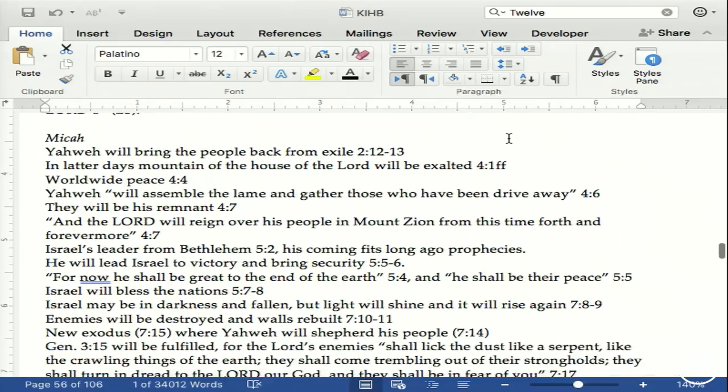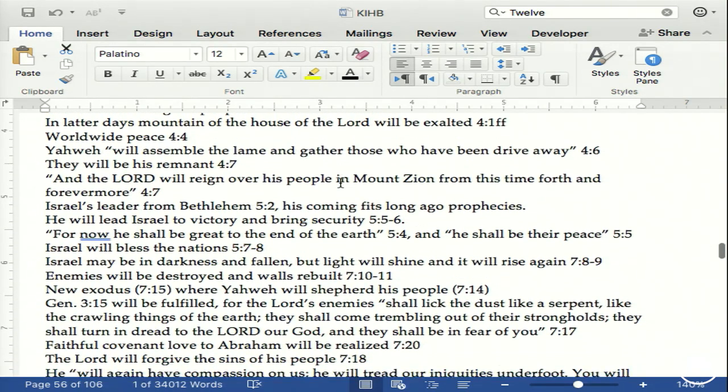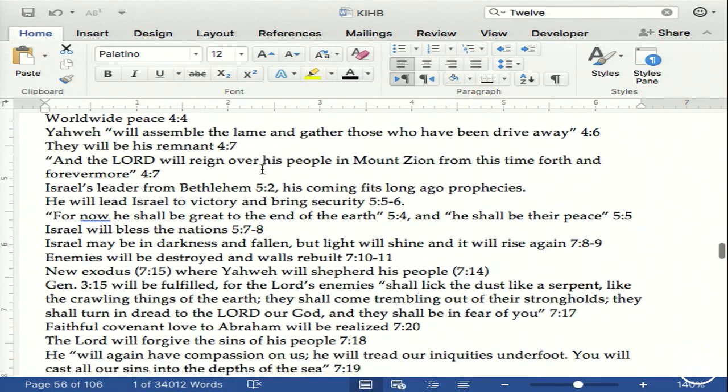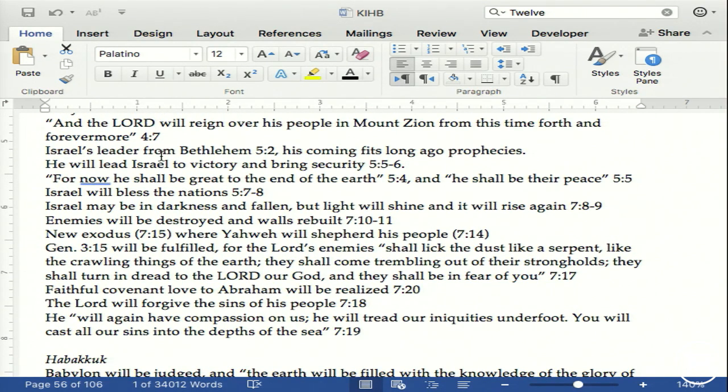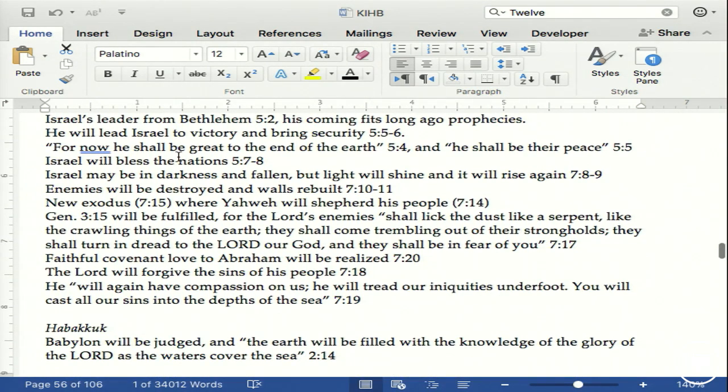We know that. "Saviors shall go up to Zion to rule Mount Esau, and the kingdom shall be the Lord's." So there it is, the kingdom shall be the Lord's. All the kingdom promises will be fulfilled. We see this in Micah as well. Yahweh will assemble the lame and gather those who have been driven away. Israel's leader will come from Bethlehem. You're very familiar with that prophecy, right?